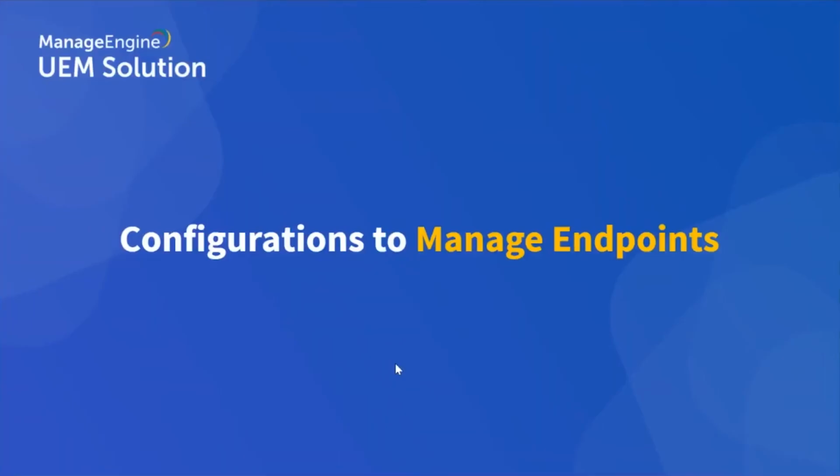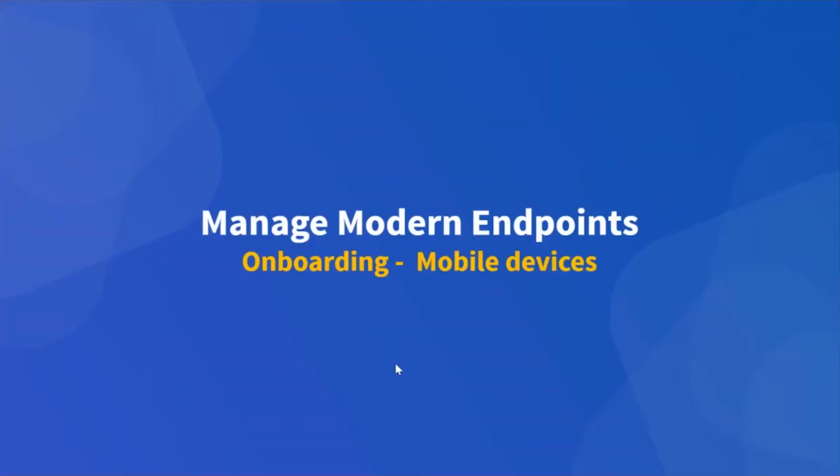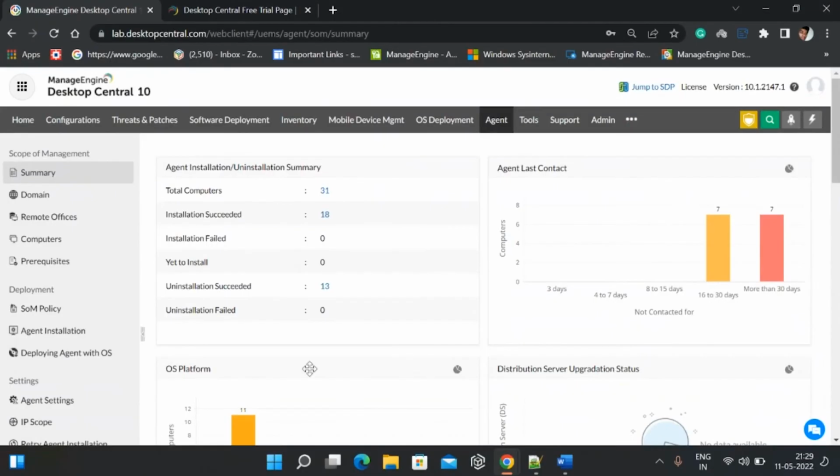Let's have a quick look at how we can deploy configurations with the help of the product. Now I'm going to create a configuration to block all the USB ports in the computers, and I'm going to allow a few computers. Let us say the leadership team only needs to connect their external hard drive, so the rest of the team is going to get it blocked. And even if I connect secondary devices, they should be encrypted ones. So let's create a configuration for this.